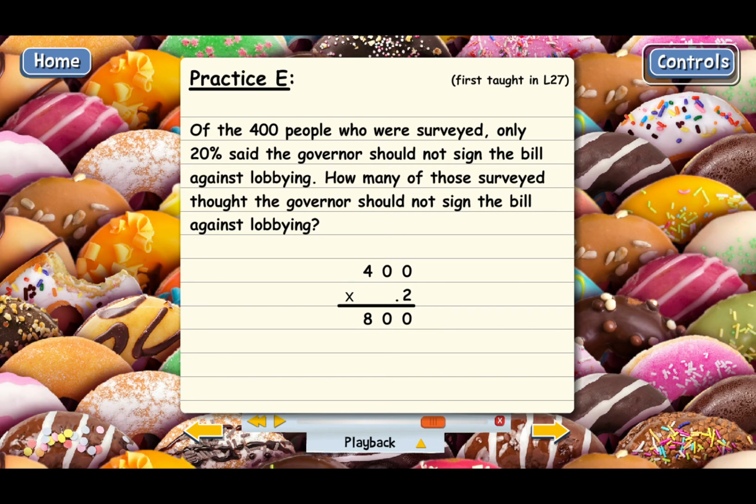Okay, next we need to figure out where to put the decimal point in the answer. And to do that, we just have to count the number of digits to the right of the decimal point in the bottom number. And notice there's only 1. So that means that we only need to go 1 space over to the left and put a decimal point between these 2 zeros. Now, obviously, 80.0 is the same as 80, so the answer is 80 people.